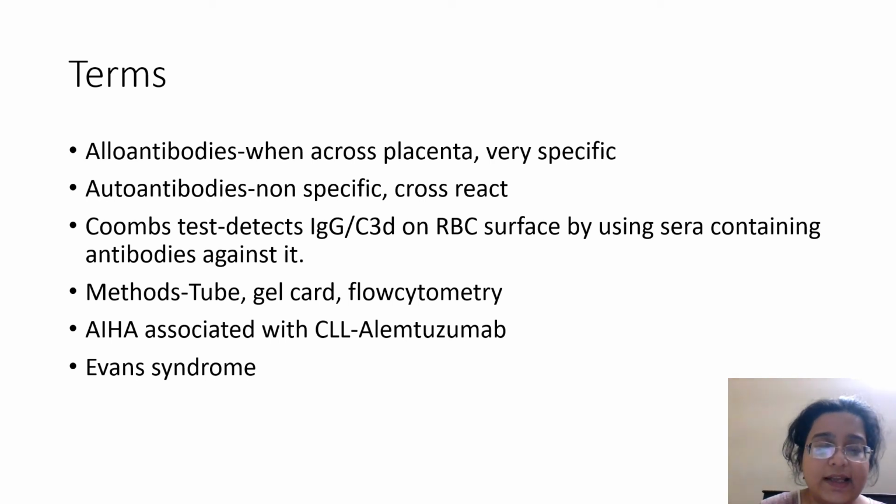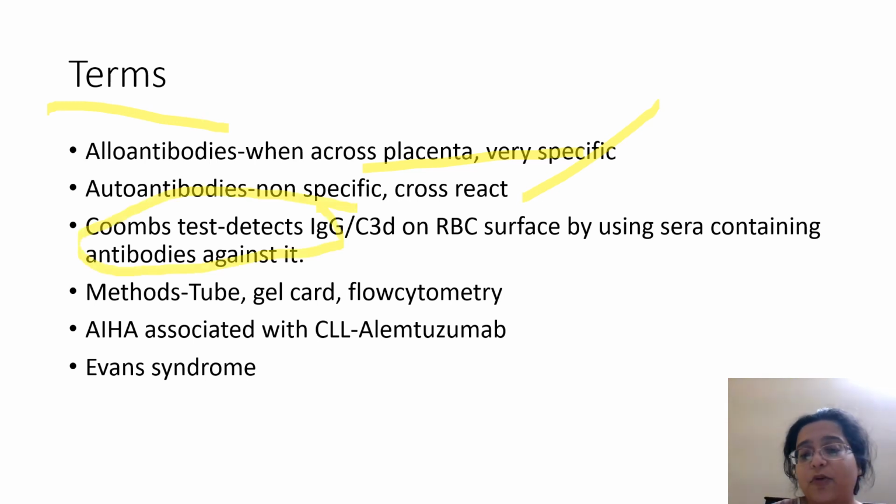So these are the words like alloantibodies, placenta, placental, maternal antibodies crossing the placenta. Auto is non-specific, present in the body. Coombs test is very, very important, direct and indirect, which ascertains whether the process is autoimmune or not, and this is based on the principle of antibody reaction to the antigen. Okay, if antibody is present, it is going to react.